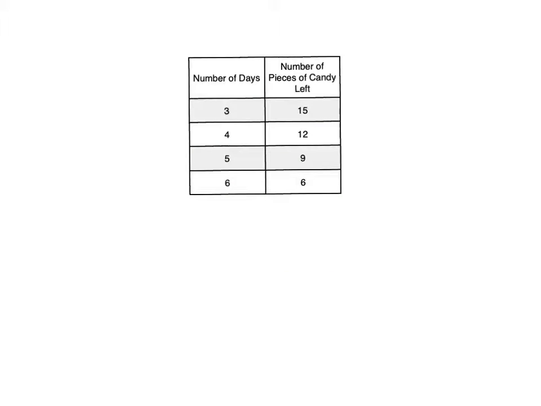Okay, we're going to look at this table. So this is comparing the number of days and the number of pieces of candy left. So let's see what's happening as the number of days increases. So after 1 day, the amount of candy left has gone down by 3. So that means that in 1 day, they've eaten 3 pieces of candy. We can see again that after another day, the amount of candy goes down by 3. And again, the amount of candy goes down by 3.